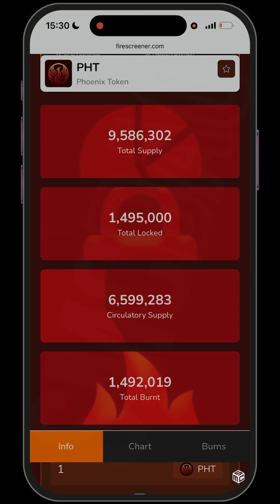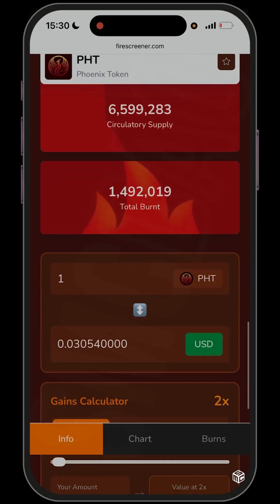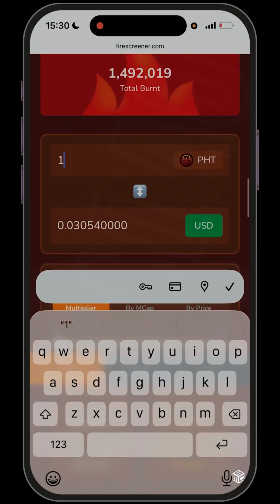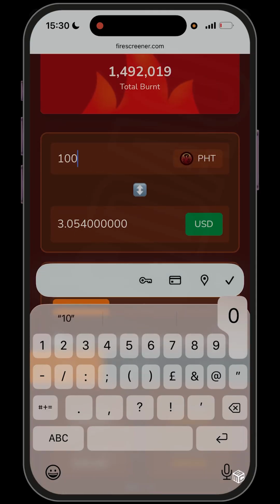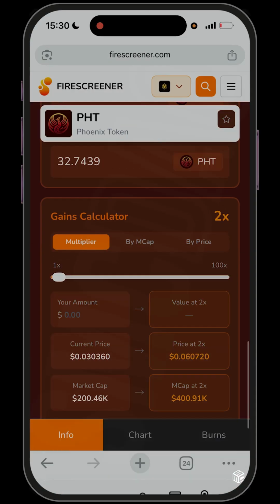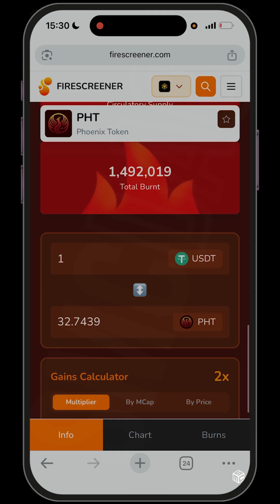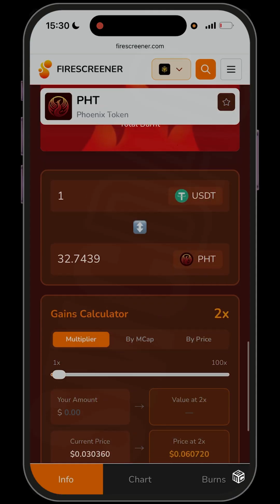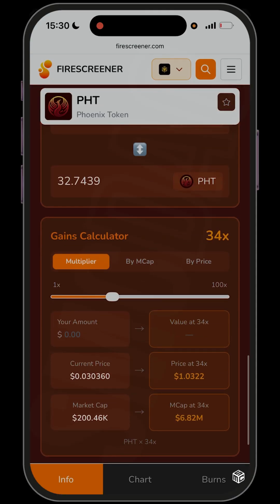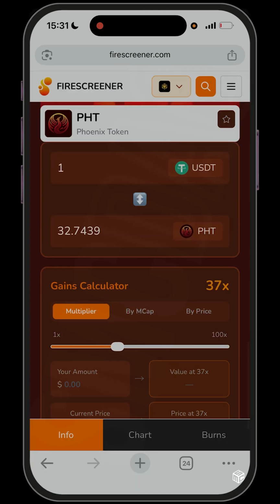Total supply, total locked, circulating supply, total burn, and you can see. Let's say you want to check the price of your tokens. So you have about 100,000 Phoenix token. That's literally 3,000 US dollars. Very, very amazing here, and you can also change it from USDT to Phoenix. So $1 could give you 32 Phoenix token, and your gains calculator could be here.